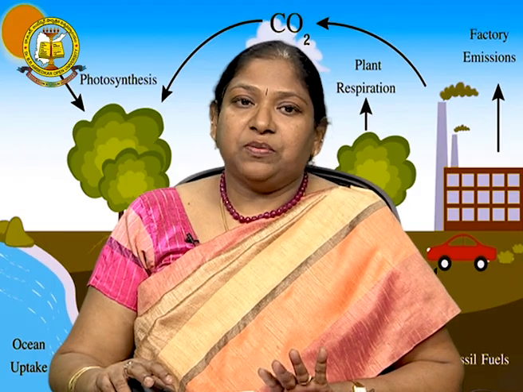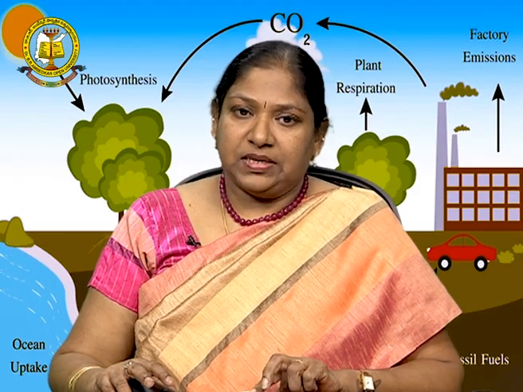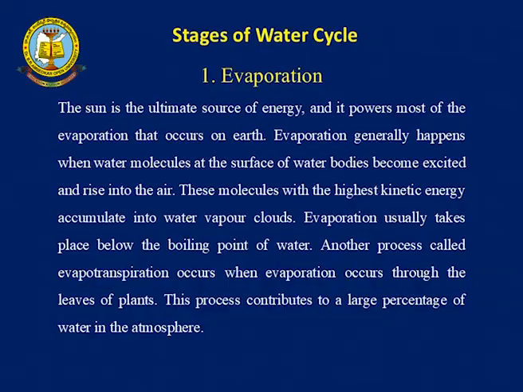Now, let us discuss the different stages of the water cycle. The first one is evaporation. The sun is the ultimate source of energy and it powers most of the evaporation that occurs on earth. Evaporation generally happens when water molecules at the surface of water bodies become excited and rise into the air. These molecules with the highest kinetic energy accumulate into water vapor clouds.